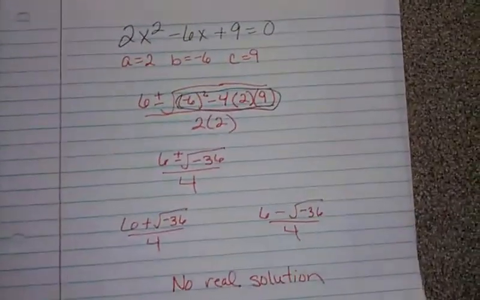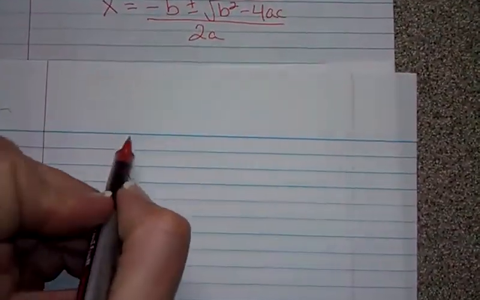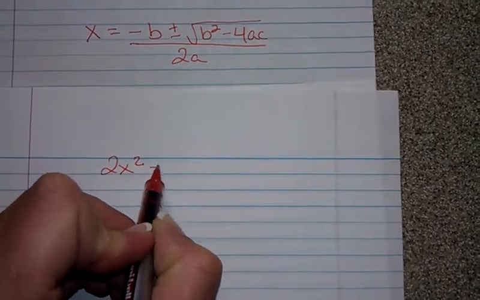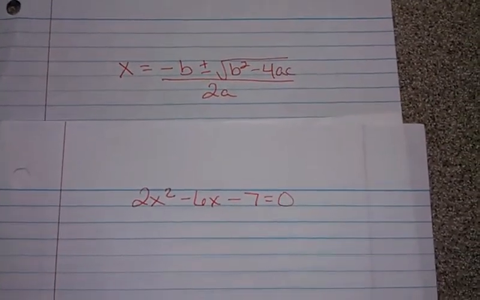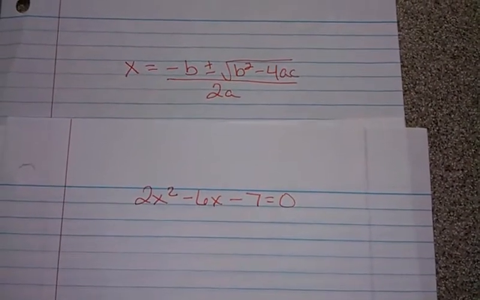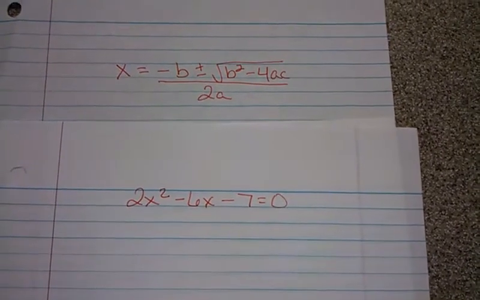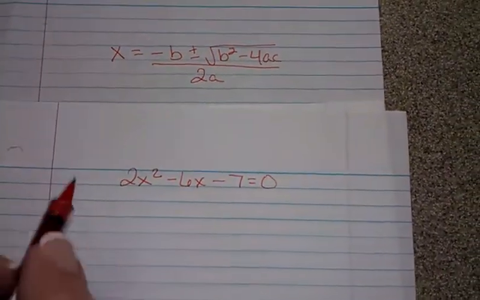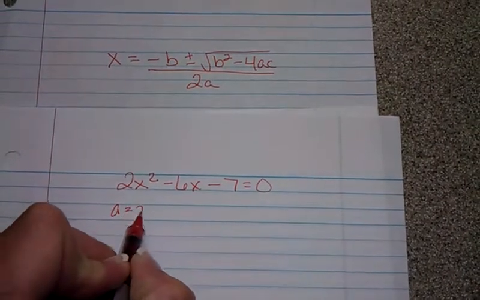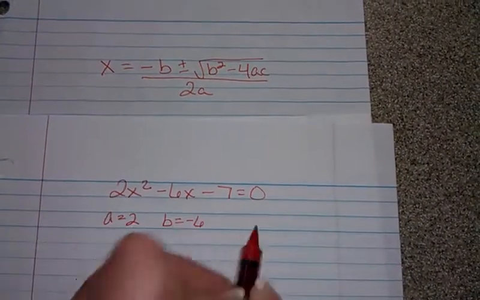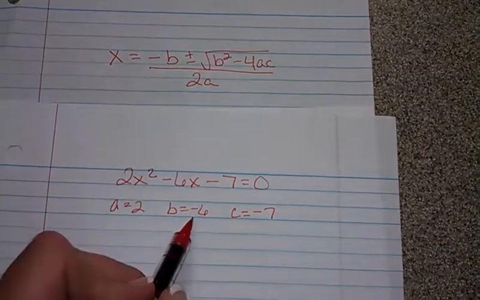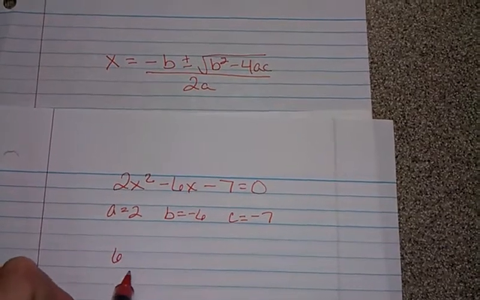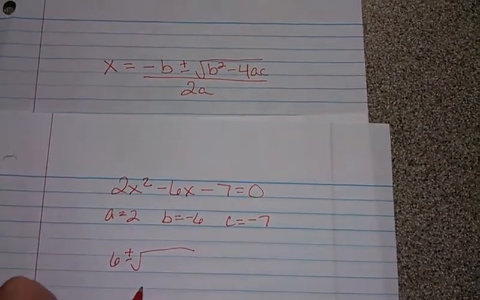Okay, the next one, let's try this one. Okay, so there's the formula, and it is already in standard form. So let's find a, b, and c and substitute it into the quadratic formula. So right here, I have a is 2, b is negative 6, c is negative 7. So now I have the opposite of b. If b is negative 6, it changes it to positive 6, plus or minus the square root.